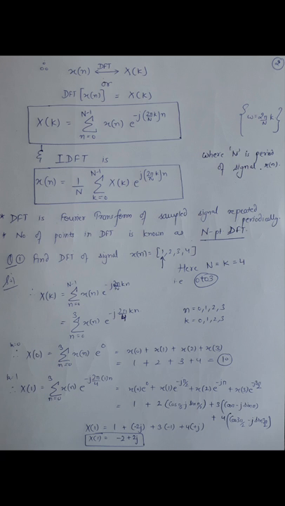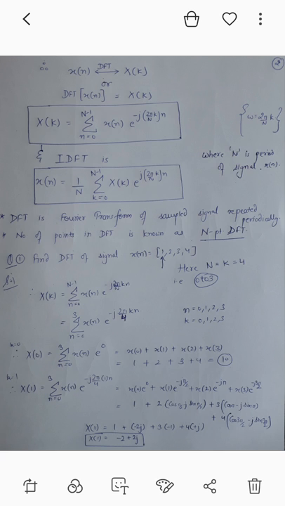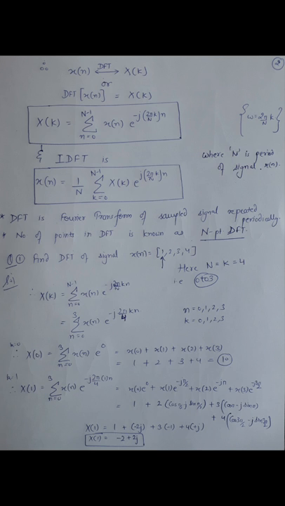Now we have to find out the values at k equals 0, k equals 1, k equals 2 and 3, that is X0, X1, X2 and X3. For each and every value of k, n varies from 0 to 3. Open the summation, x of n e raised to power 0 for k equals 0. So it is x of 0 plus x of 1 plus x of 2 plus x of 3, that is 1 plus 2 plus 3 plus 4, that is 10.